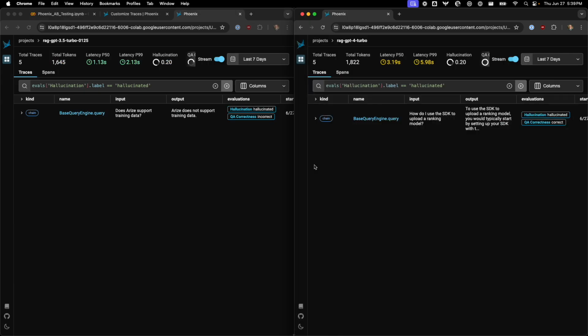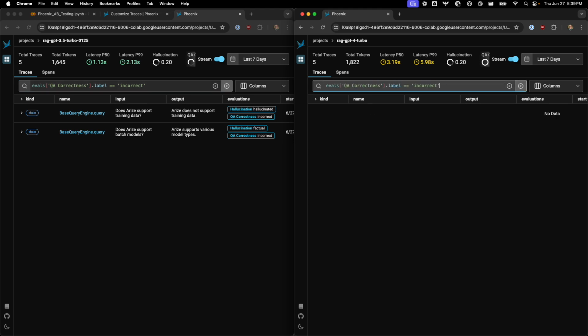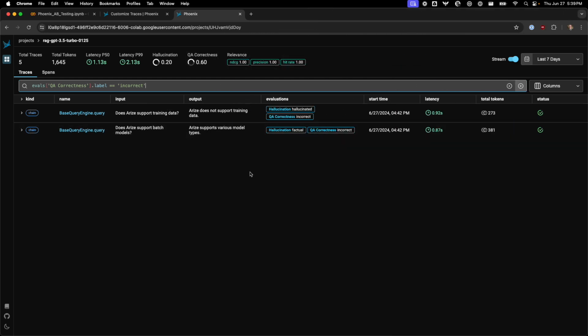Additionally, we can look at the Q&A correctness rate. In this example, you have to determine whether the given answer is correctly answering the question based on the reference text. Inside of GPT-4, we notice that the Q&A correctness rate is 1. In this use case, we can focus on GPT-3.5, since there were incorrect labels in this project.